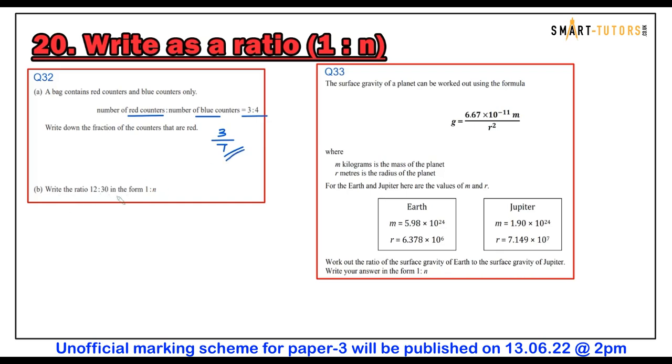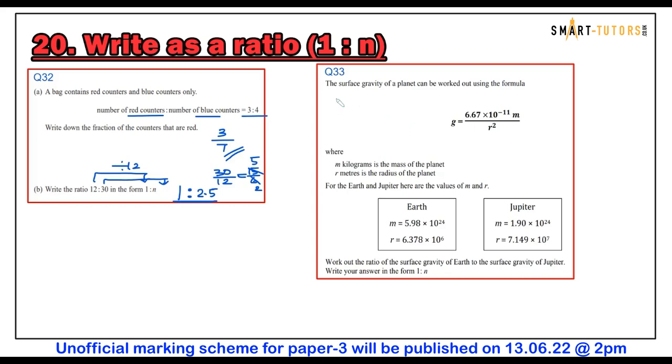Write the ratio 12:30 into 1:n. So 12 becomes 1, so basically you are dividing by 12 to get to 1. So 30 also is going to be divided, right? So 30 divided by 12 is going to be 15/6, which is 5/2. So 5/2 is 2.5. You can either give a decimal answer 2.5 or 5/2. So 1:2.5 is the correct answer for question number 32.